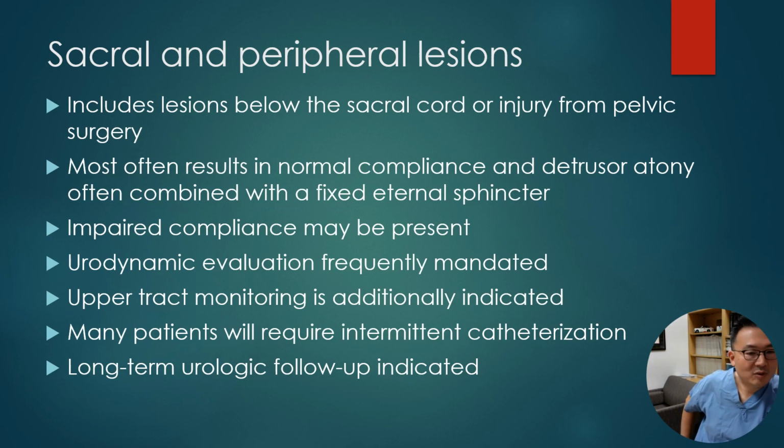Next, we'll talk about sacral and peripheral lesions. They include lesions below the sacral cord or injury from pelvic surgery. These most often result in normal compliance and detrusor atony, often combined with a fixed external sphincter. So we quite often might see urinary retention in these patients from an acontractile detrusor muscle. Impaired compliance may be present. Urodynamic evaluation is frequently mandated. Upper tract monitoring is additionally indicated, and many patients require intermittent catheterization. And again, these patients will need long-term urologic follow-up.